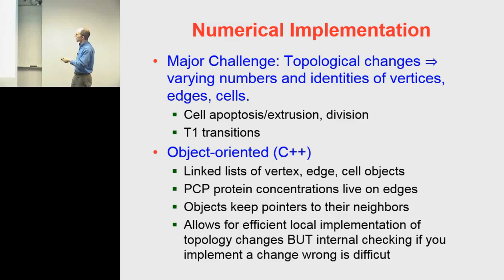So we, on the other hand, are actually going to use the fact that we have an object-oriented language to have objects that represent vertices, edges, and cells that live in linked lists so that I can easily get rid of some when I need to and easily stick new ones in when I need to. And then every edge is going to keep track of the protein concentrations on the edges. And the objects are going to keep pointers to their neighbors. So every vertex is going to keep pointers to the edges that come into it. Every edge is going to keep pointers to the neighboring cells. Cells are going to keep pointers towards vertices and so on, so that they can find their neighbors when you need to know about the neighbors to calculate forces.